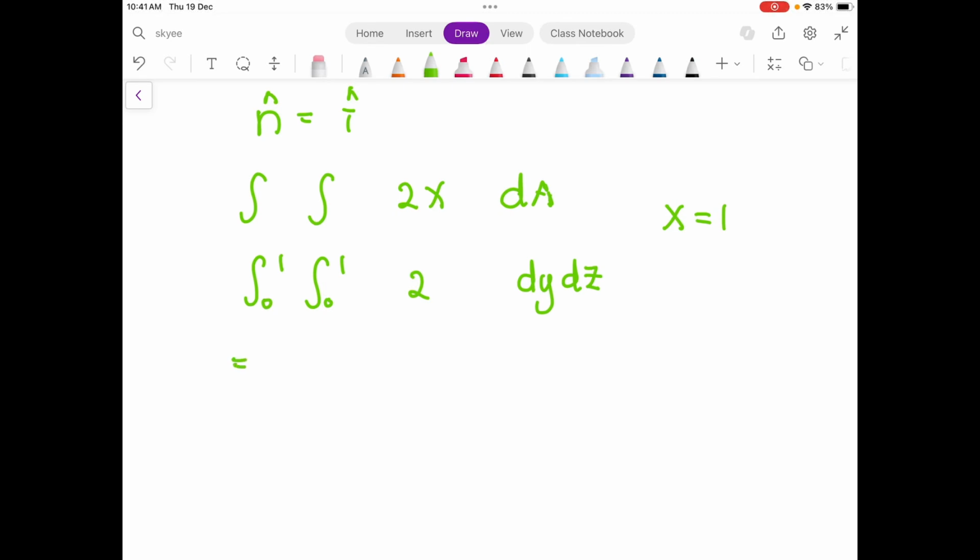So we can do the integration. The answer is equal to 2. So this will be the flux coming out from the green surface: 2.